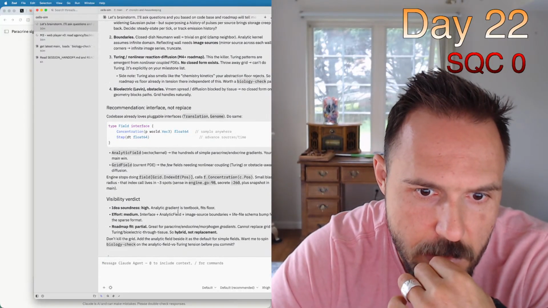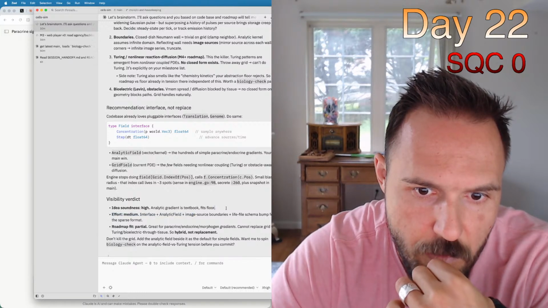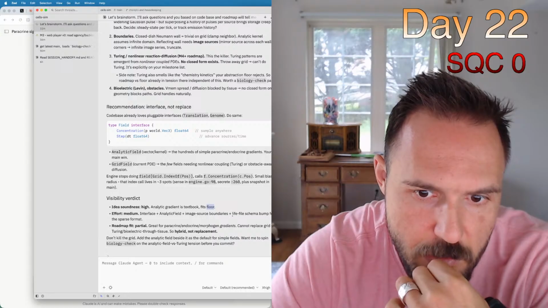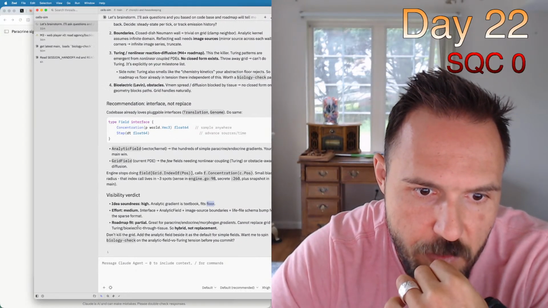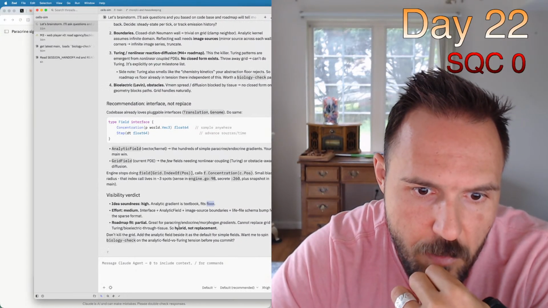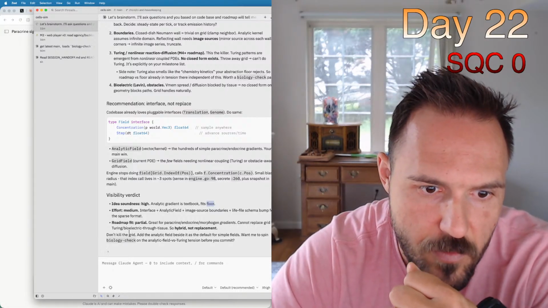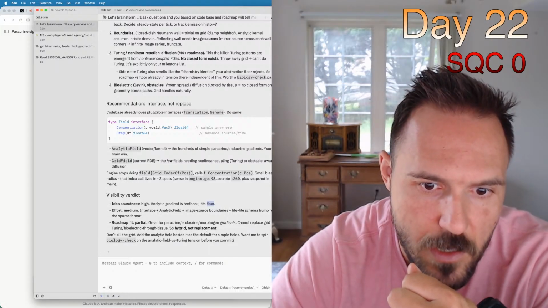Analytic gradient is textbook. First floor. Effort medium: interface panel, field, imagine source, boundaries, and the web roadmap fit. Partial fit: analytic gradients for paracrine and endocrine morphogen gradients cannot replace a grid for Turing or bioelectric spread through tissue, so it's a fabric, not a replacement.